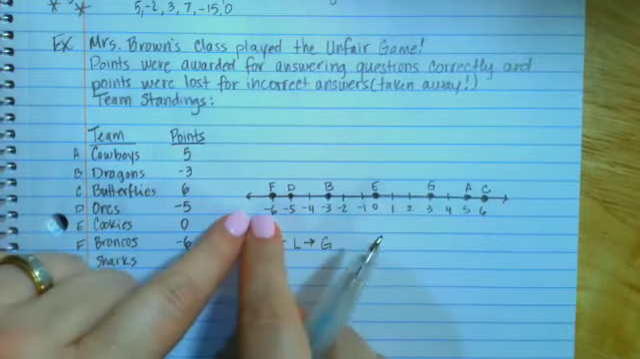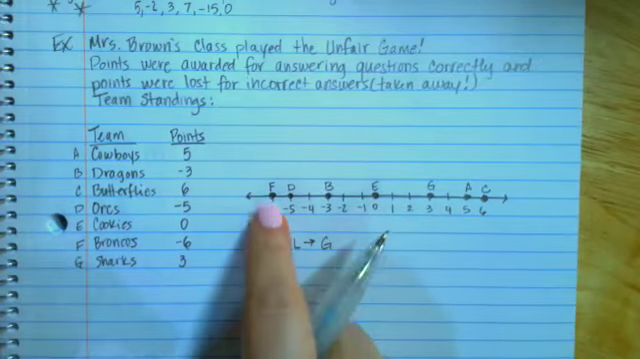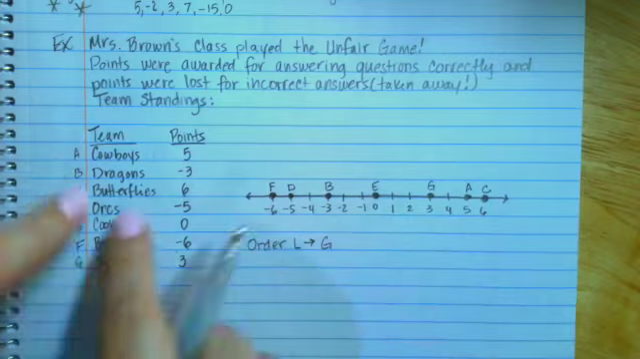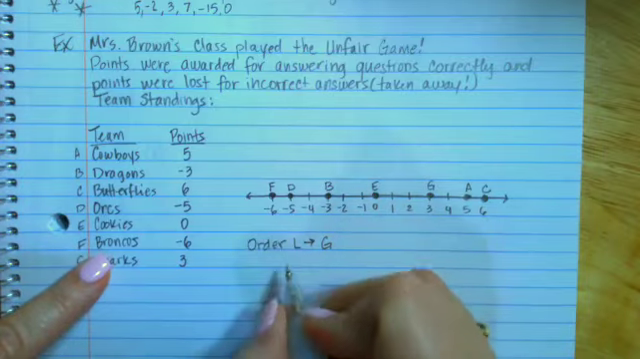Okay, so least, greatest. So if it's on a number line like this, I just have to look and see what they go with to put them in order. So -6 was the Broncos.